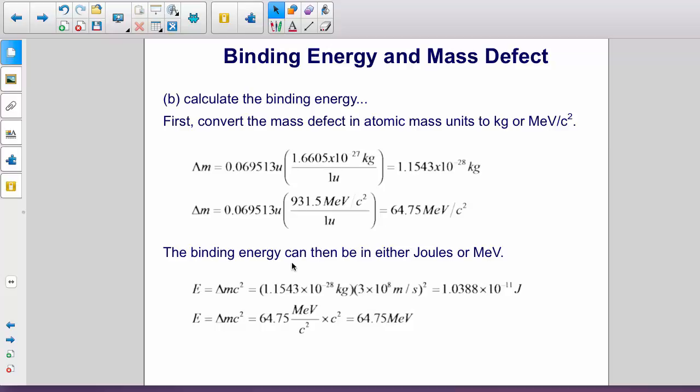The binding energy can then be in either joules or MeV. We simply multiply by c squared in both cases. When we do this on the kilogram side, we get joules, 1.0388 times 10 to the negative 11 joules. And if we do this in MeV, we get a very simple result. Since the units we were using were MeV per c squared, we simply cancel out the c squareds and get 64.75 MeV. I think you can see that working in MeV and MeV per c squared units is far more convenient.